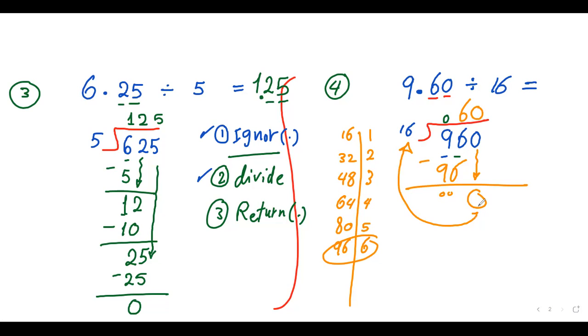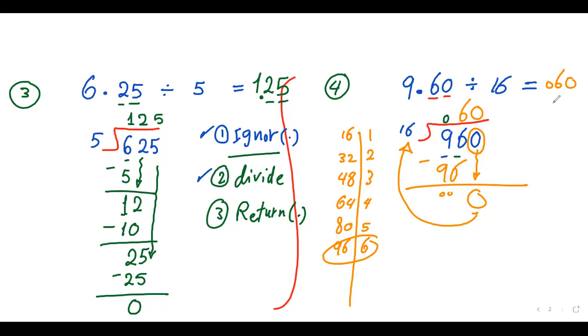Why should I divide the 0 by 16? Because I brought this 0 down from the big number, so you must divide it by 16. And if you can't, write 0. Right now, you finish the question. The answer is 060. Let's return the decimal point. Don't forget the decimal point.